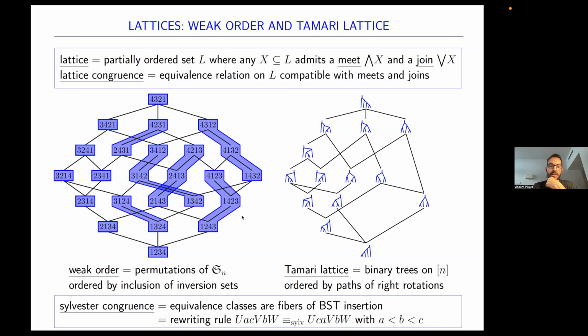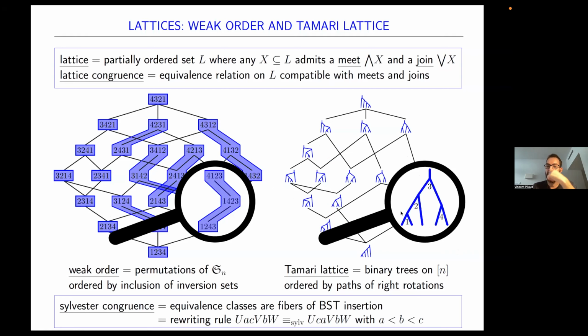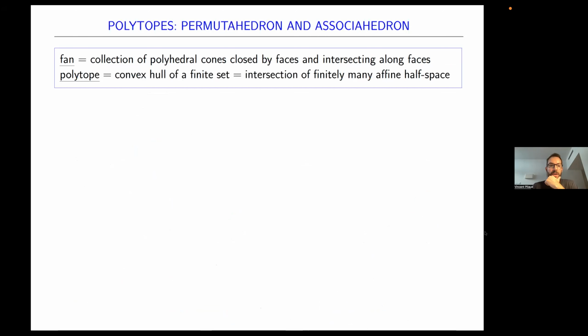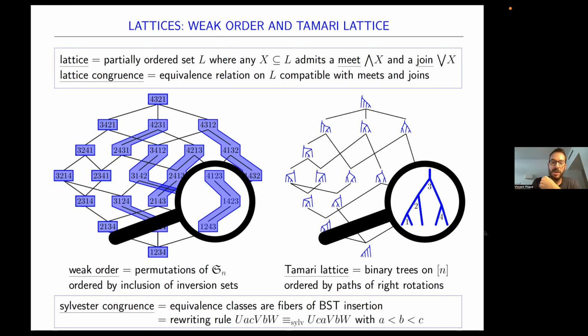So you have several ways to understand this congruence. So what are the congruence classes of the Sylvester congruence? Let me just show you on an example here. You pick a binary tree, and I will tell you which permutations correspond to this binary tree. So what I do is I label the binary tree in order, and then I consider this binary tree as a poset from bottom to top, and I look at all linear extensions of this binary tree, and these are the permutations that you see on the left. So you have to put 1 before 2 before 3 and 4 before 3, but there is no relation between 4 and 1, 2. So it gives you these three permutations. So this is the Sylvester congruence. What is interesting here is that you have a connection between these two lattices.